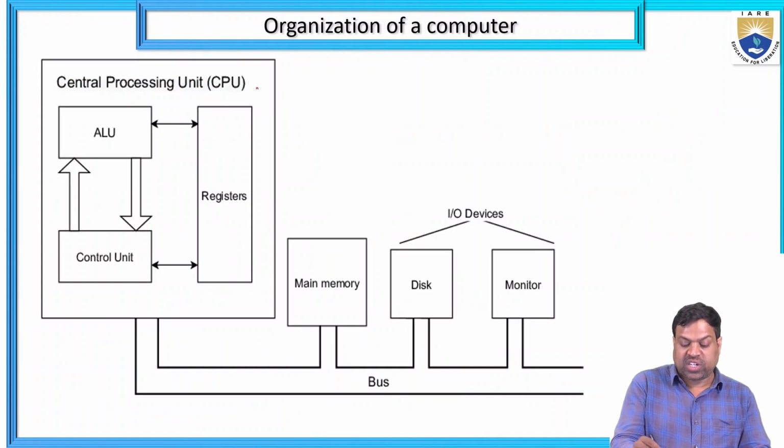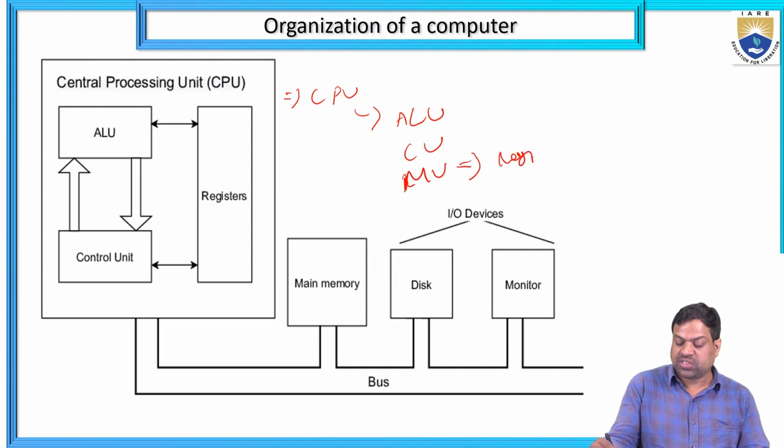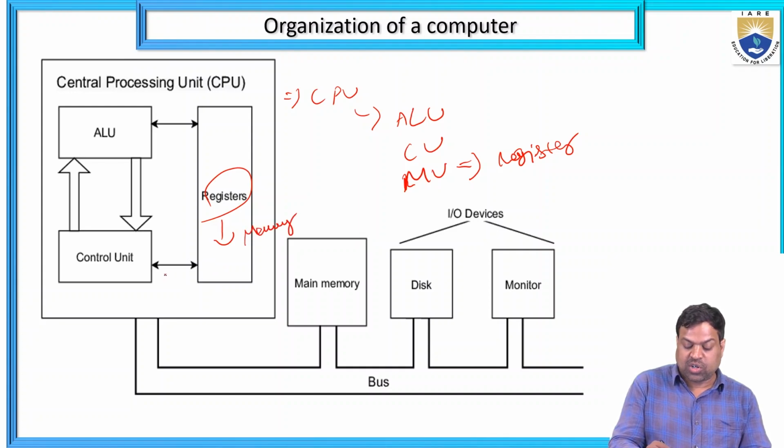It is the block diagram of the organization of a computer. I am taking the central processing unit, the CPU. In the CPU, what are there? ALU, control unit, and memory unit. Memory unit is nothing but registers. So these registers I am taking as a memory. The control unit and memory are interconnected with the bus, and the ALU also has interconnections.